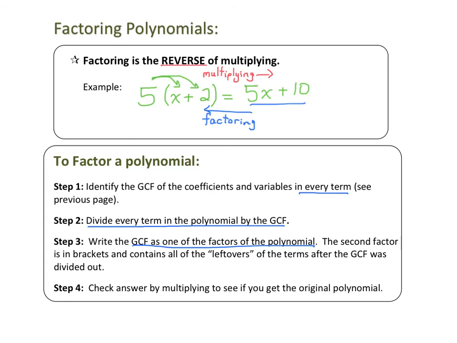Finally, you can always check your answer after factoring by multiplying to see if you got back to the original polynomial. Multiplying is using the distributive property. In the next video, in part 2, we will look at several examples of how to factor polynomials.